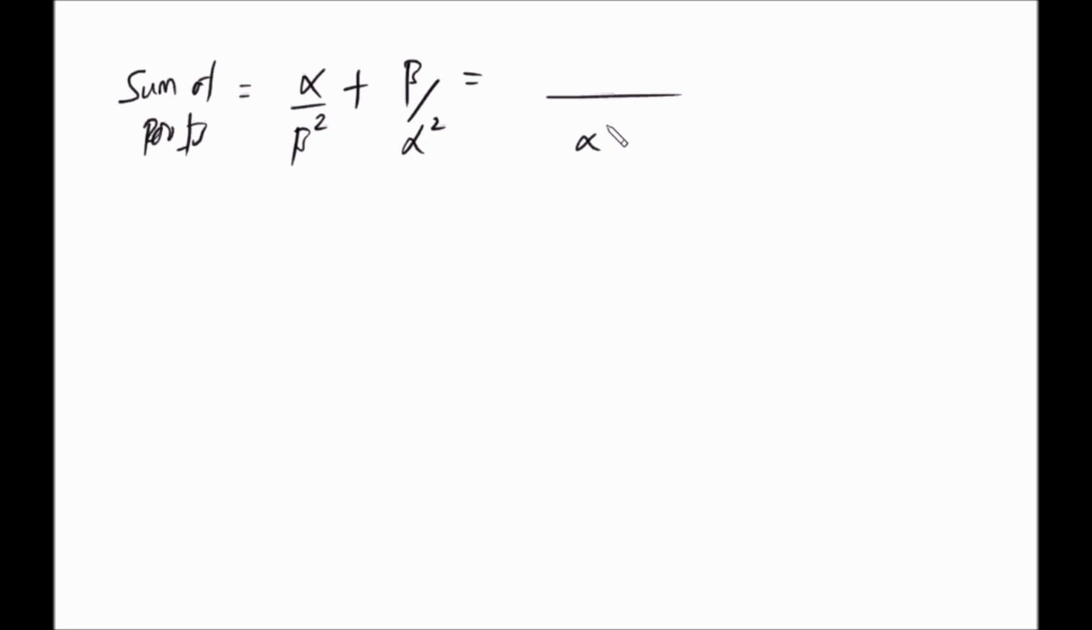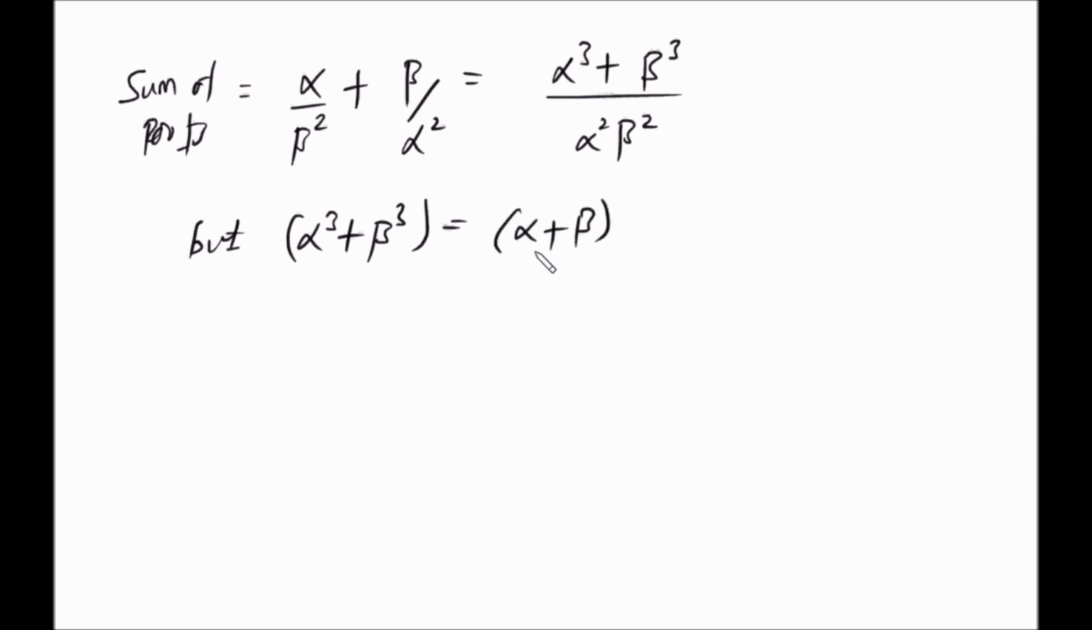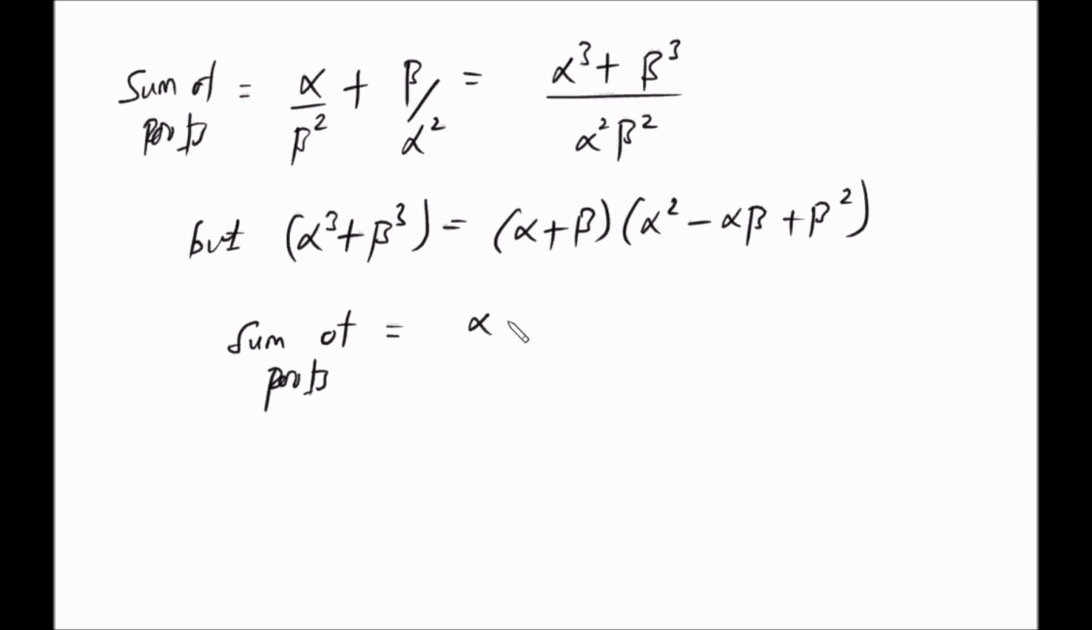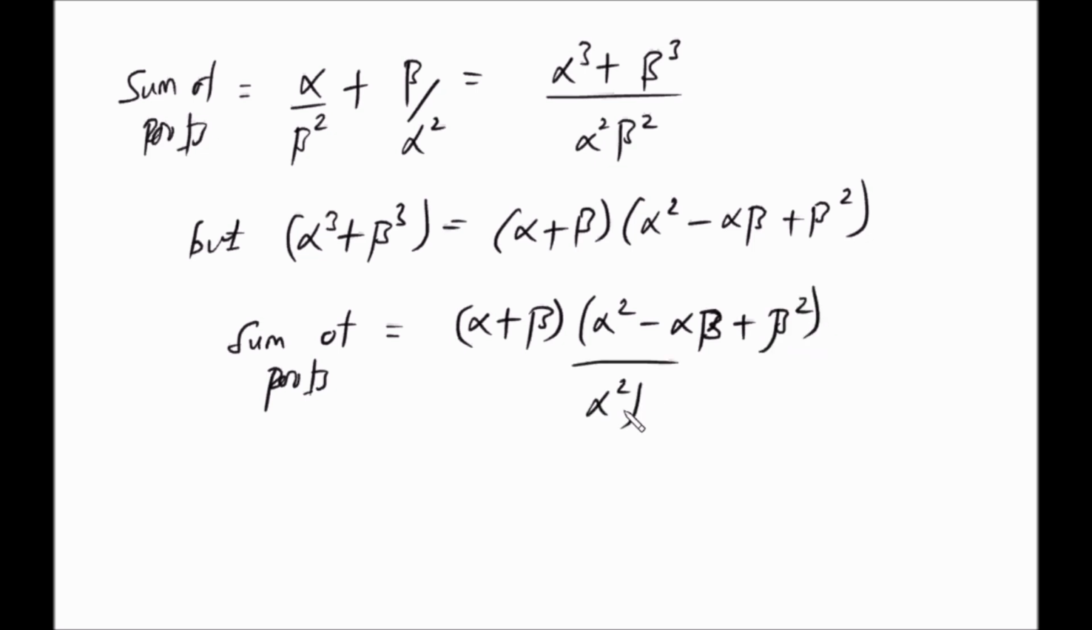So that will be alpha cubed plus beta cubed over alpha squared beta squared. The alpha cubed plus beta cubed on top can also be written as alpha plus beta times alpha squared minus alpha beta plus beta squared. So the sum of roots will be alpha plus beta, all of these times alpha squared minus alpha beta plus beta squared, over alpha squared beta squared.